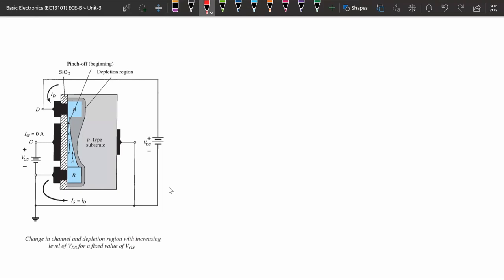That means this tapering is going to take place because of the reverse bias on this p-n junction diode on the drain side. As we increase this drain to source voltage further, there will be a further increase in the depletion region, and the channel will reduce further and break from here. The point from which the channel is going to break is called the pinch off point. So the beginning of the breaking of the channel is called the pinch off point.